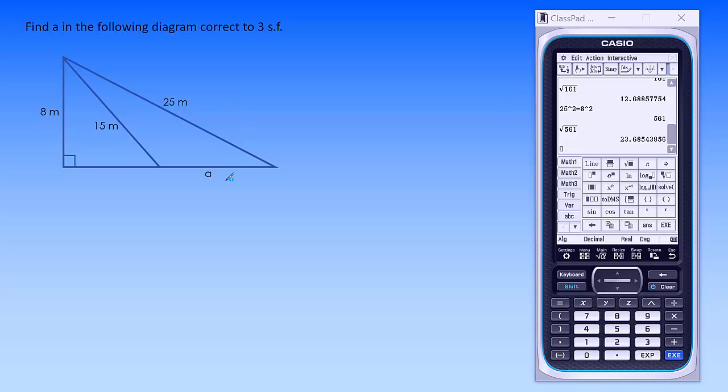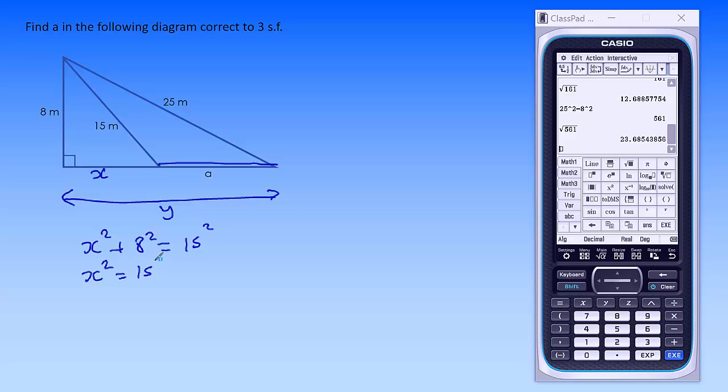Find A in the following diagram correct to 3 significant figures, and we can see A is just here. So how can I work that out? Well, I can work out this one using this triangle, and then work out the overall length using the big triangle around the outside, and then A would be y take away x. So x is a shorter side in this right angle triangle. x squared plus 8 squared is equal to 15 squared. So x squared is going to be 15 squared minus 8 squared. I've already done this on the calculator, you can see over here.